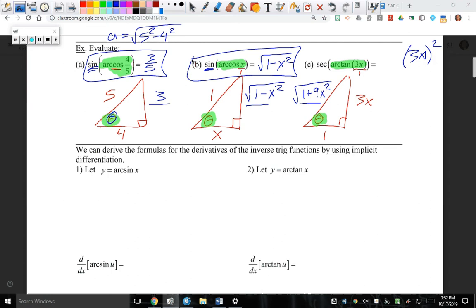So secant of theta. First of all, secant is the what of what? Reciprocal of cosine. So cosine is the adjacent over the hypotenuse. If I reciprocate that, it's the hypotenuse over the adjacent. So this is just going to be the square root of 1 plus 9x squared all over 1. Easy, right? This is not bad at all.